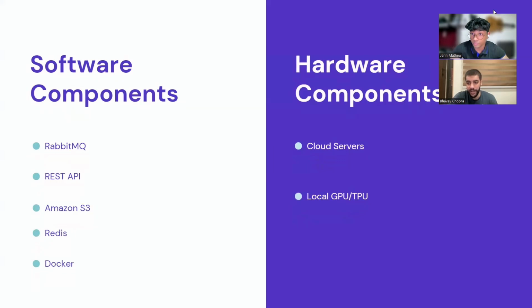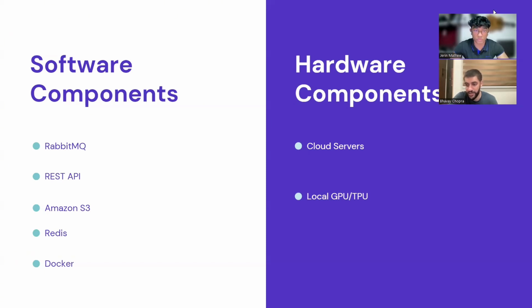So the project integrates several powerful software and hardware tools. Let's talk about these software tools. First, we have RabbitMQ, which handles task distribution, ensuring every classification task is managed efficiently. Then we have Amazon S3, which provides reliable cloud storage for uploaded images.